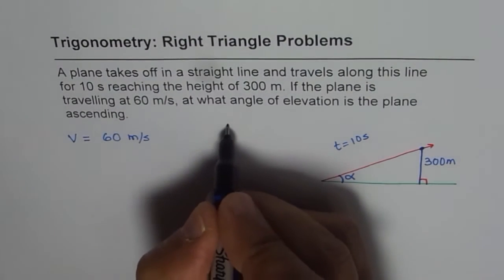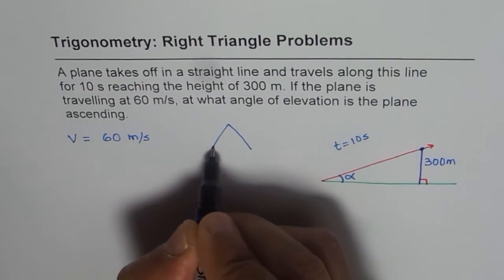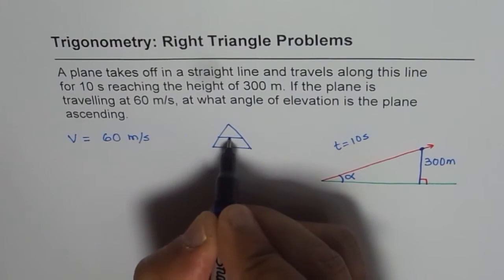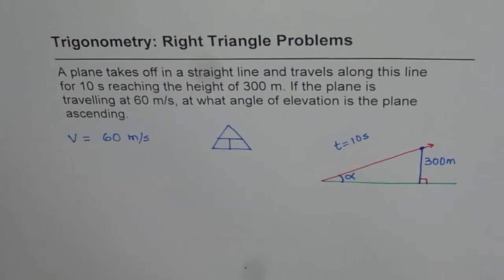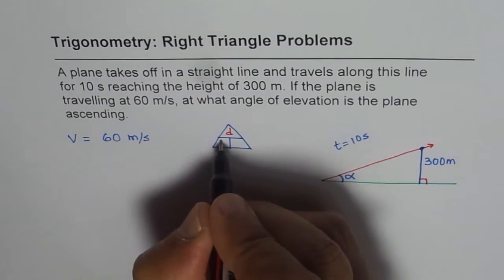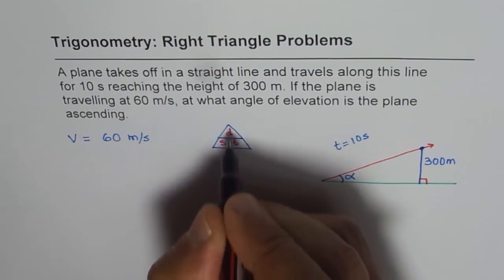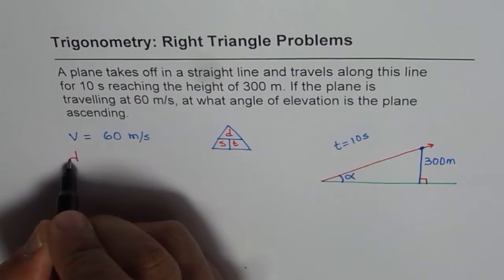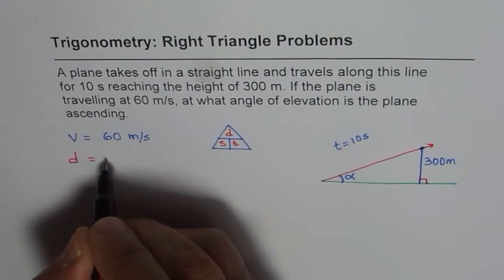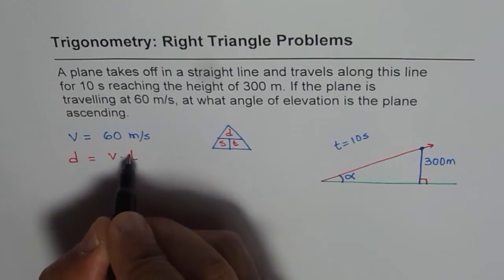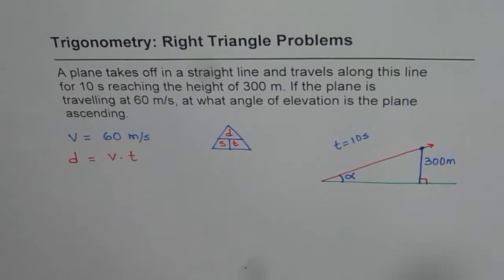Let's draw the distance, speed, time triangle. So distance, speed and time. From here we know that distance is speed into time, in our case velocity, v, into time. So we can calculate distance from here.